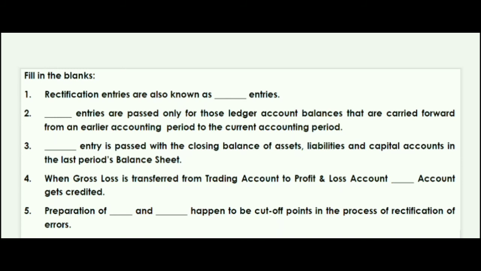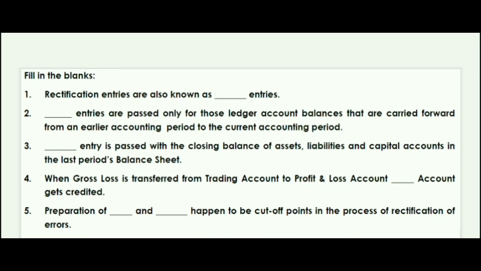So well guys, preparation of trial balance and final account happen to be the cut off point in the process of rectification of error. These rectification entries are also known as correction entries. Second, opening entries are passed only for those ledger account balances that are carried forward from the earlier accounting period to the current accounting period. Then next question was that opening entries are passed with the closing balance of asset, liabilities and capital account in the last period balance sheet.